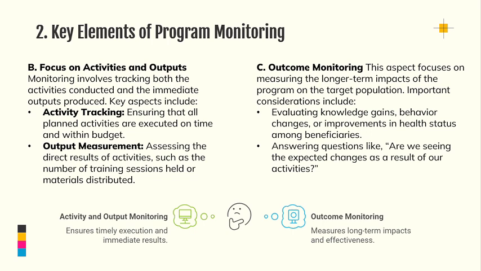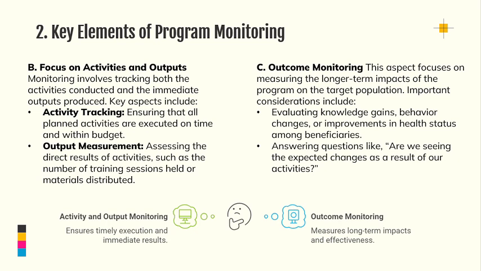The second element of program monitoring is focus on activities and outputs. Monitoring involves tracking both activities conducted and the intermediate outputs. The key aspects you need to include are an activity tracker, which helps ensure that all the planned activities are executed within the budget and on time. You will also need an output measurement tool that you can develop to assess the direct results of the activities, such as the number of sessions you've conducted, the number of materials you've distributed, or the number of people that you've trained. You need to have those tracking tools or systems in place.